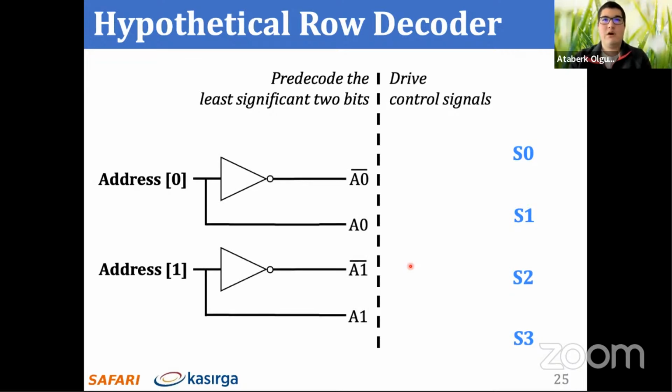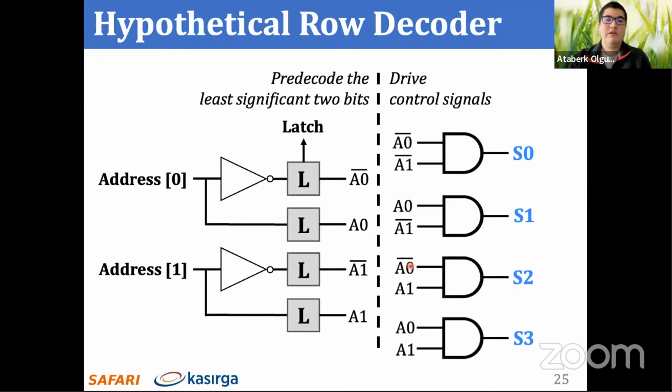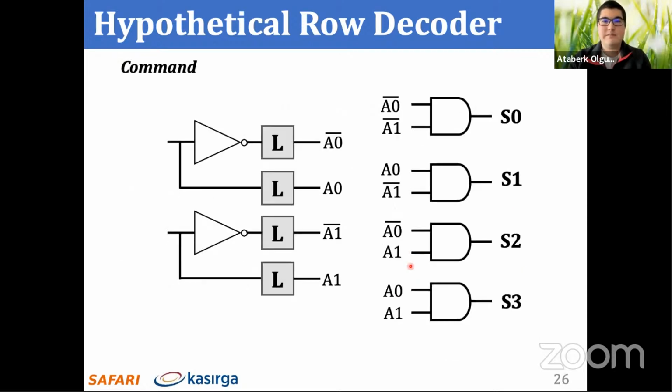The pre-decoder outputs the least significant 2 row address bits along with their inverses and latches these signals. And the row decoder combines the intermediate signals using 2-input AND gates. We'll now see how a pre-charge activate command sequence that we use to perform QUAC operations enables all 4 word lines in this figure.